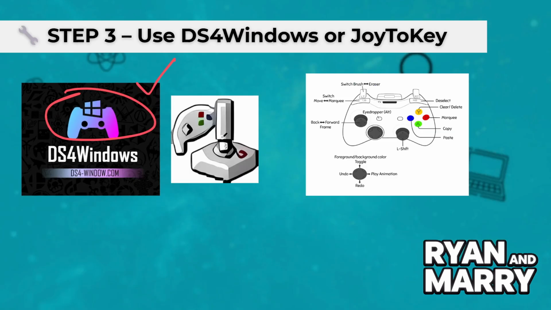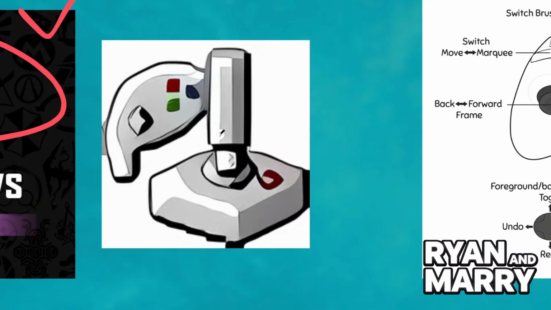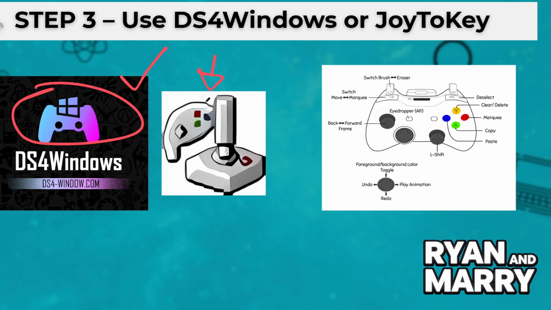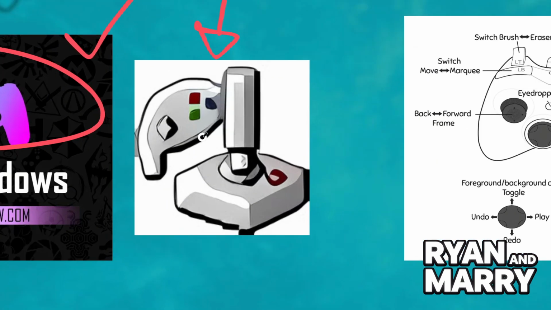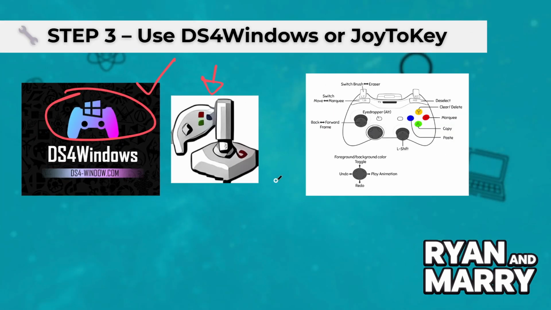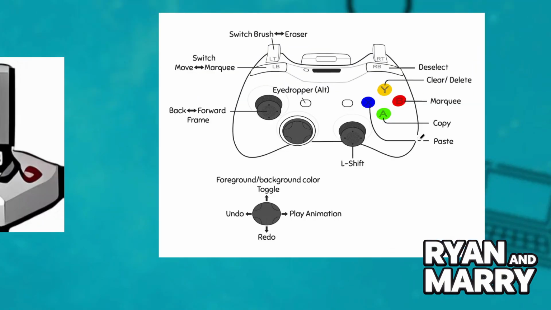For generic or non-supported controllers, use Joy2Key. Install it, open Joy2Key, map keyboard keys, and save the profile.